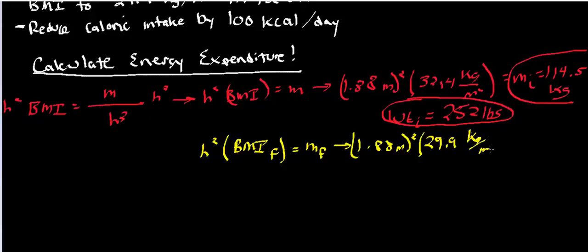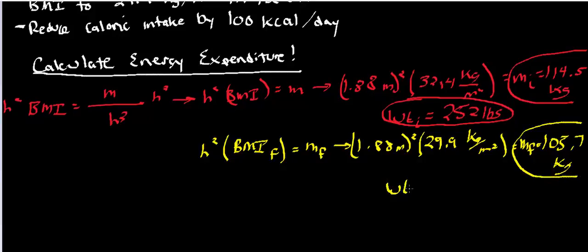29.9 kilograms per square meter. And so the final mass of the person, let's go ahead and look at that. So 1.88 squared times 29.9. And that's going to give you a mass of approximately 105.7 kilograms. That's the final mass.